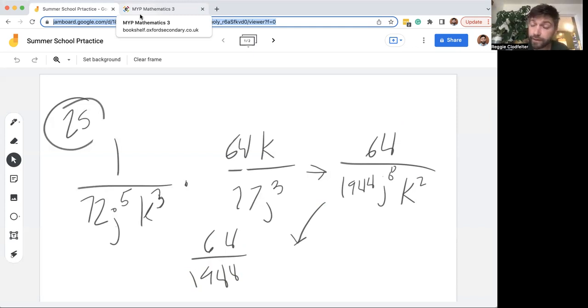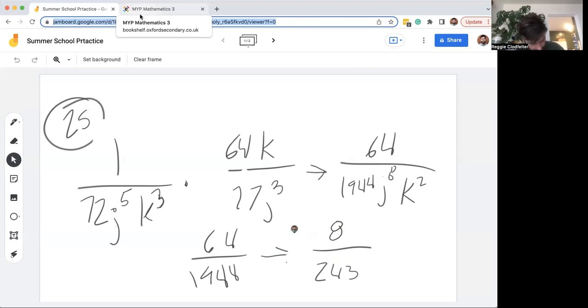Does 64 go into 1,944? No. So it's another number, 8. Let's see, 1,944 divided by 8, that is 243. And 64 divided by 8 is 8. And then I actually can't simplify that anymore. Got 8 over 243.